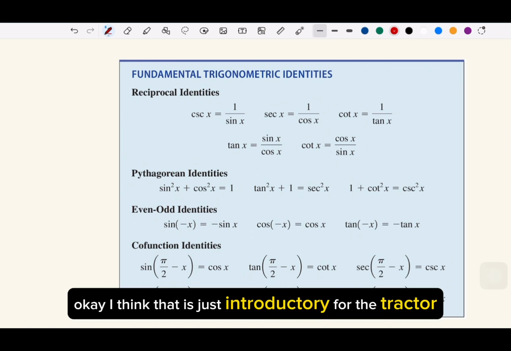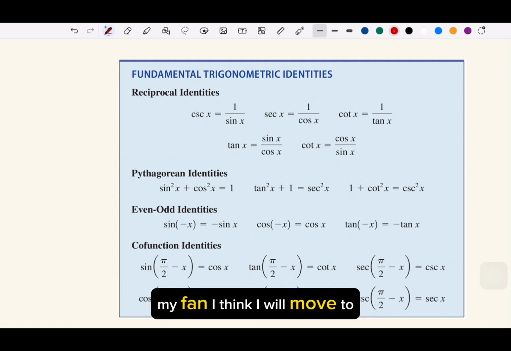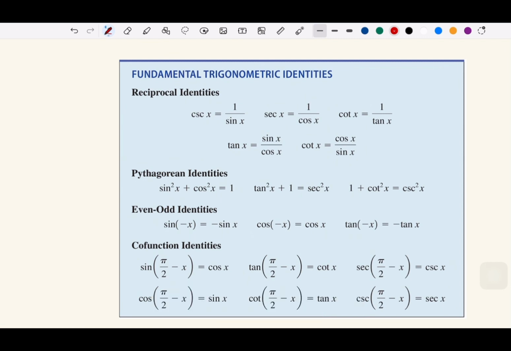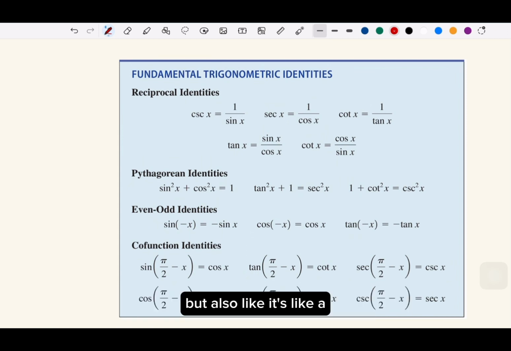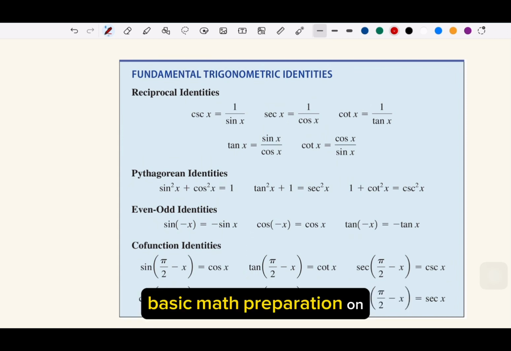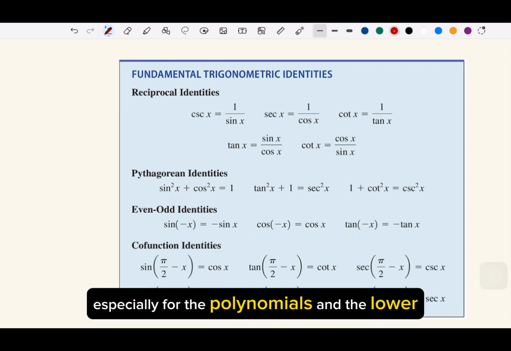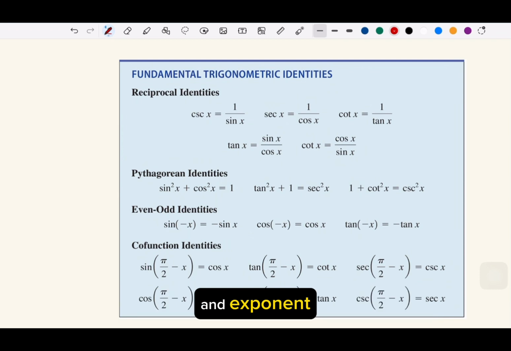Okay, I think that is just the introduction to trigonometry, and I think I will move to our quiz preparation. Not only for a quiz preparation, but also basic math preparation, especially for polynomials, logarithms, and exponents.